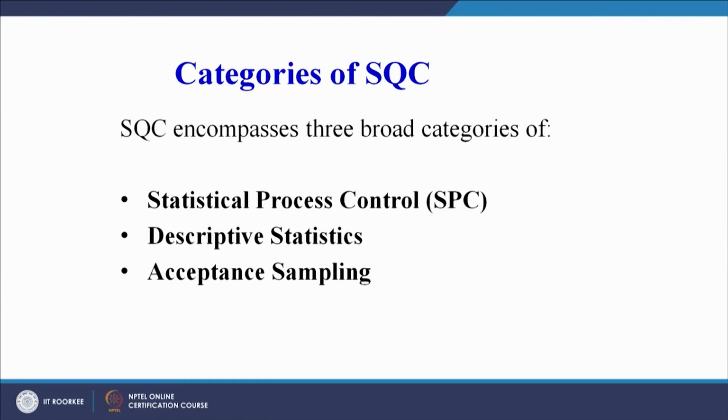So whatever I have just discussed as the introduction to today's discussion has been put here in the form of points. Now what are the categories of statistical quality control? SQC encompasses three broad categories: statistical process control, descriptive statistics and acceptance sampling. We are not going to discuss all these topics today. We are going to focus primarily on statistical process control only, whereas acceptance sampling and descriptive statistics are also important tools that learners must explore on their own, to understand the concept of acceptance sampling, the operating characteristic curve, the different inspection strategies and how they can be used to control the quality of the product that we are producing.